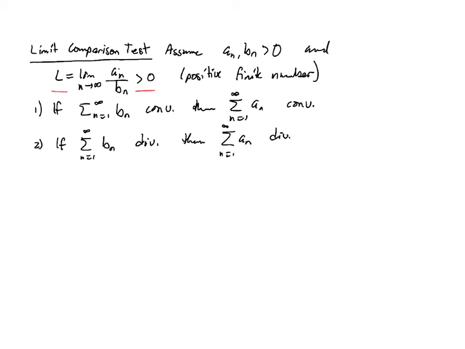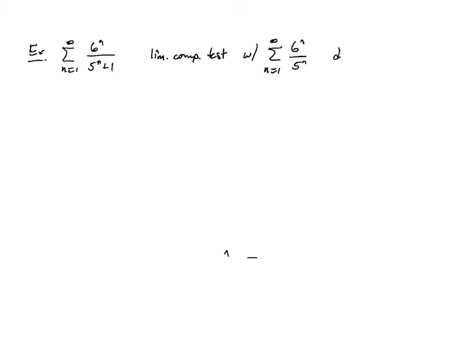So for instance, let's look at our example, and I'm going to start this one on a new page to give us plenty of room to work. So I want to look at the sum n equals 1 to infinity of 6 to the n over 5 to the n plus 1. And I want to apply the limit comparison test with the series n equals 1 to infinity of 6 to the n over 5 to the n, which we know diverges. Okay.